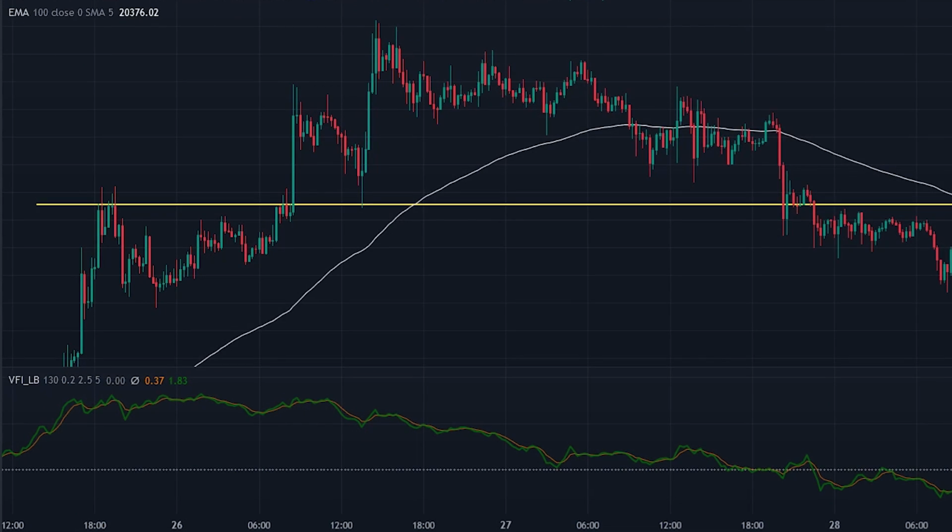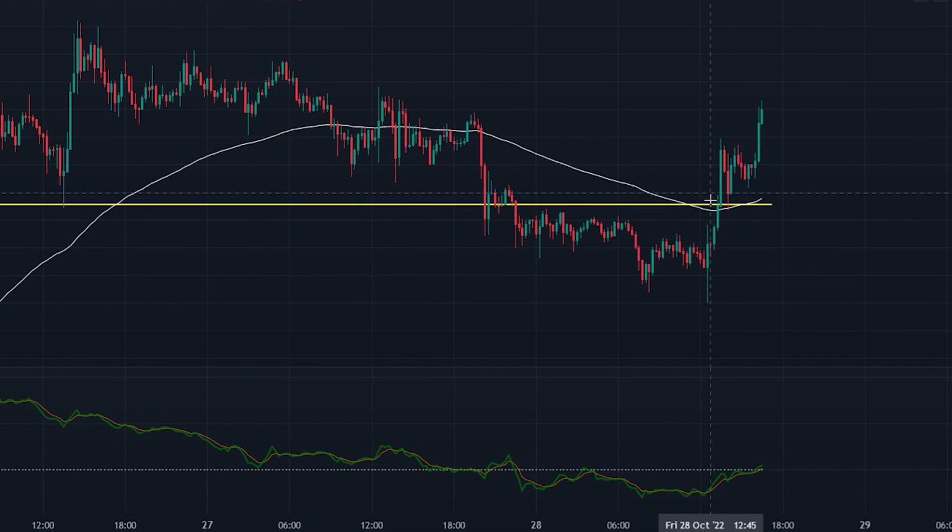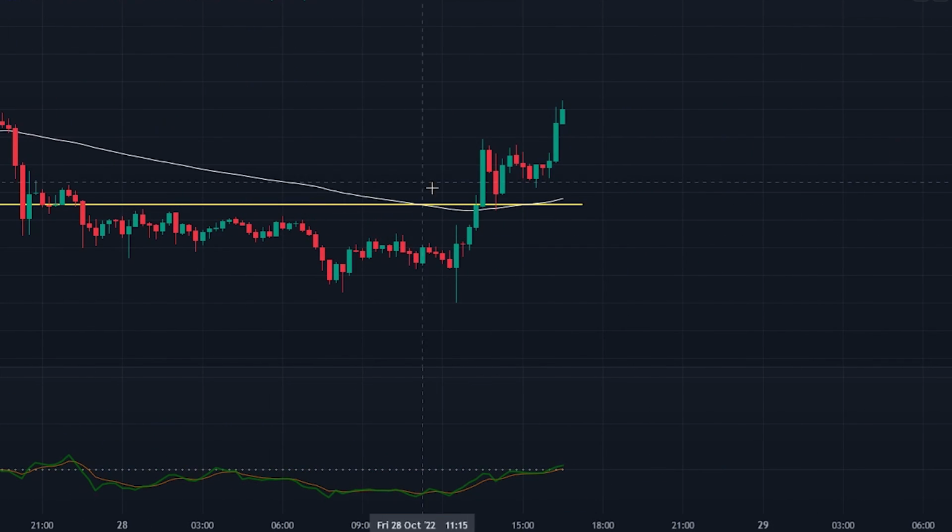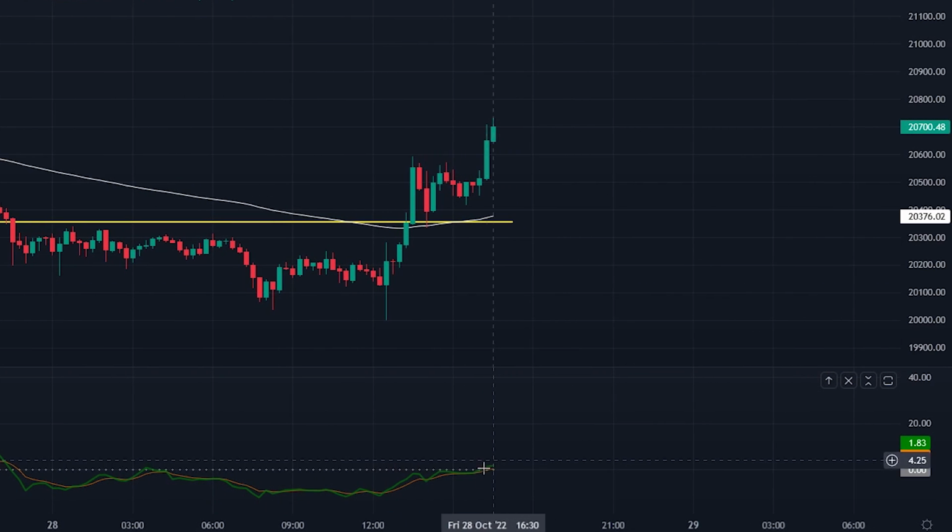As you can see here, price has broken above a recent resistance point. We also see that the price is now trading above the 100-period EMA. Lastly, we see that the volume flow indicator has turned positive, crossing above the 0 line. This indicates that the market has turned bullish. This will be the entry signal for us to enter into the buy position.